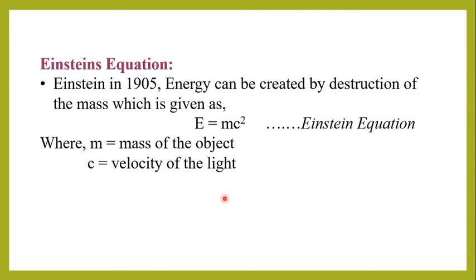So the next is Einstein's equation. Einstein in 1905 showed that energy can be created by destruction of mass, which is given as E is equal to mc square, and it is known as Einstein's equation. This is the most important equation in physics as well as in physical chemistry. So this m denotes the mass of the object and c denotes the velocity of light.